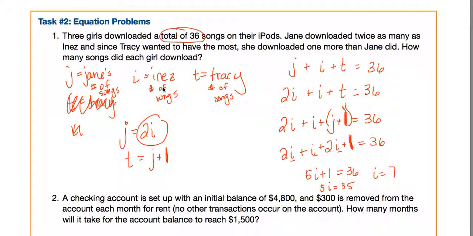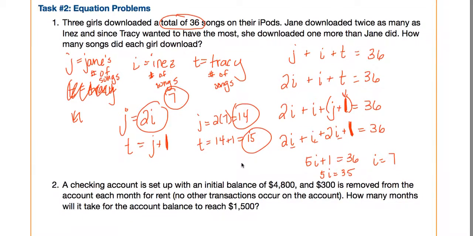So what that allows me to do, if Inez has 7, then that means Jane has 2 times 7, which is 14. And Tracy has 14 plus 1, which is 15. So 7 plus 14 plus 15 has to be 36. So Inez has 7, Jane has 14, and Tracy has 15. Okay.